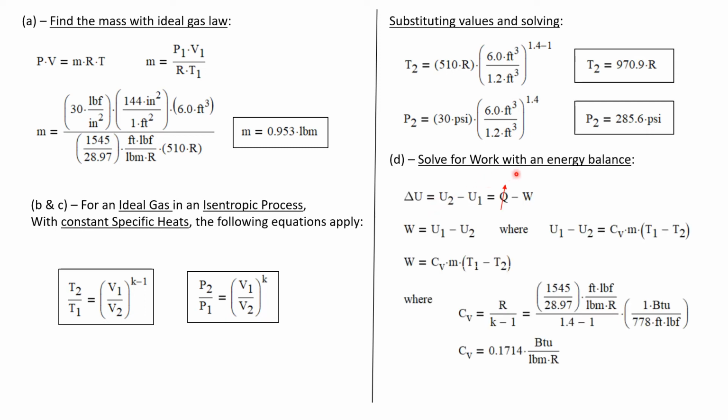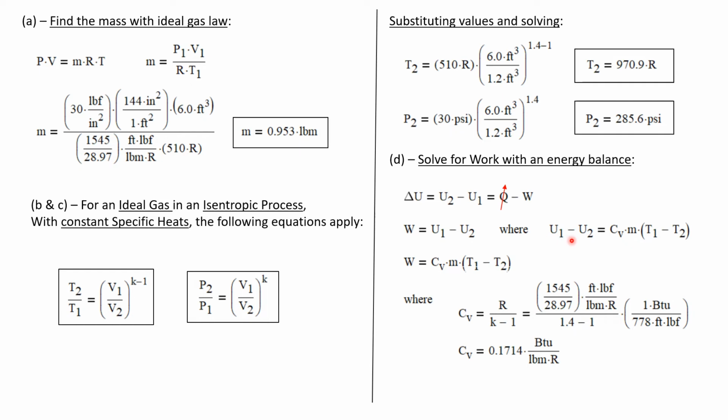Now we can solve for the work by writing an energy balance. An energy balance, when we're ignoring changes in kinetic and potential energy, it's just that delta U is Q minus W. And of course, I can write delta U as U2 minus U1. Q is 0. Again, because it's an isentropic process, I know that it's an adiabatic process, and therefore Q is 0. So I can write the energy balance. It's just the work is equal to U1 minus U2.